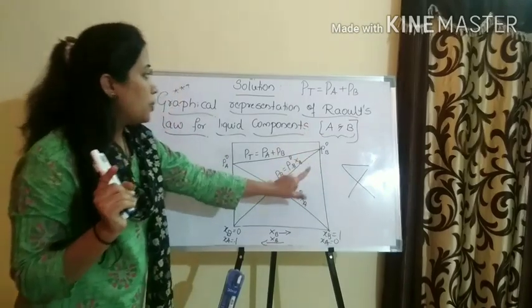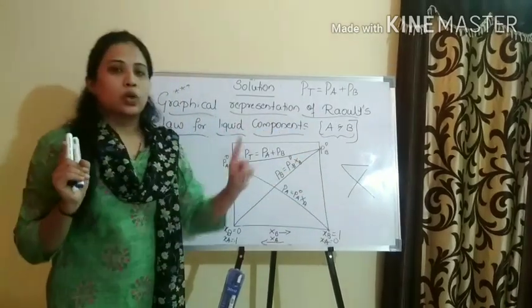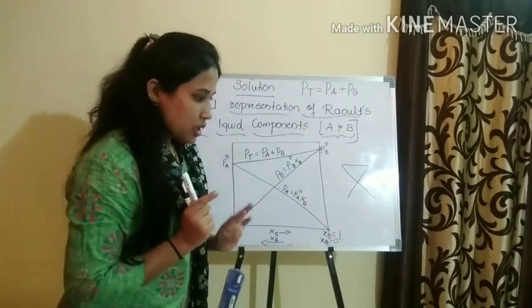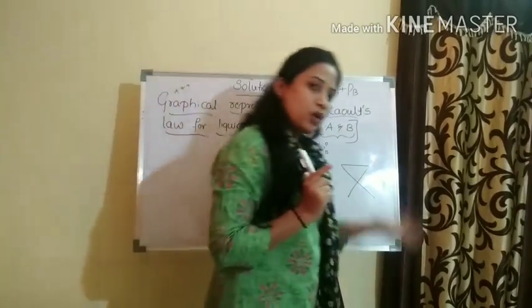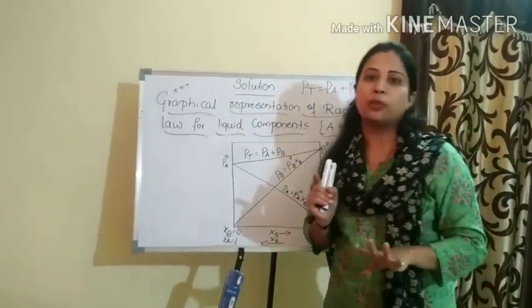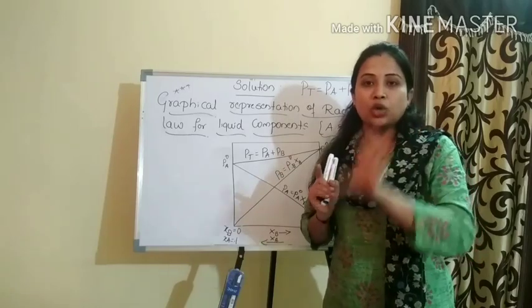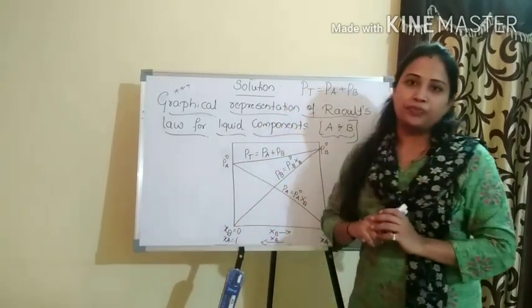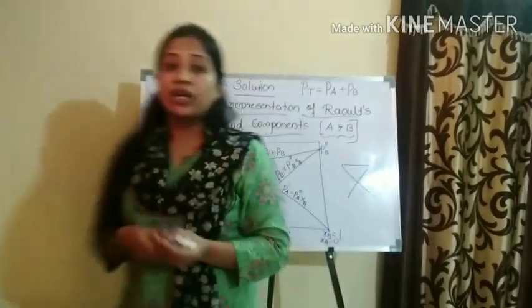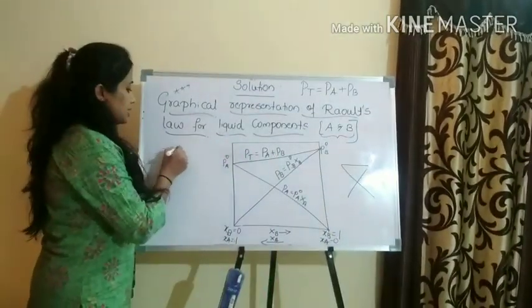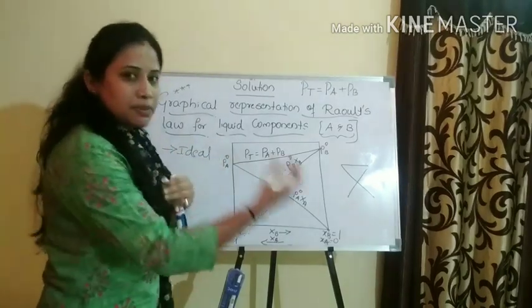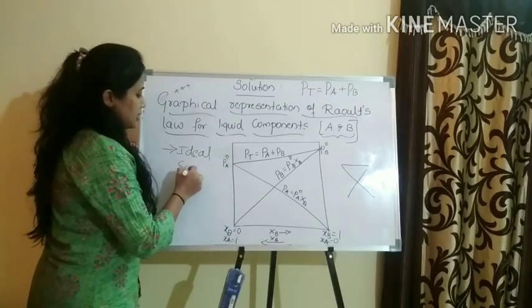It should obey what? Raoult's law. Whatever Raoult's law states, the total pressure is the sum of the partial pressures of the A component and the B component, or of the mole fractions of the A component and the B component. So benzene and toluene should obey this Raoult's law. If they obey it, such a solution we are going to call an ideal solution. This is where we arrive at the next part of the chapter, ideal solution.